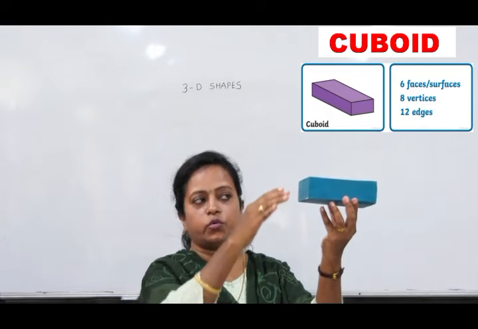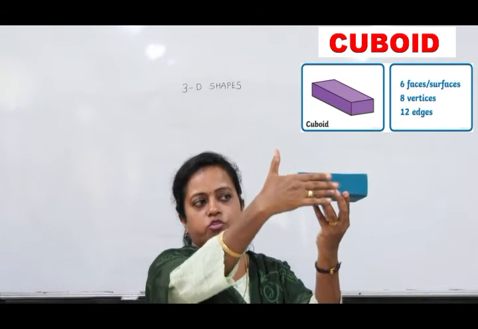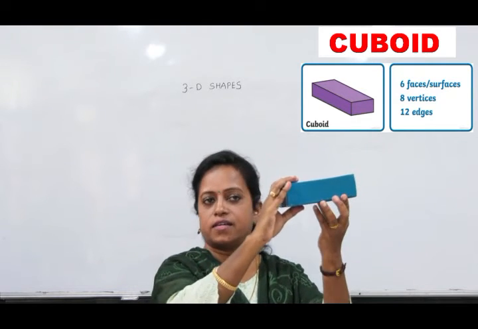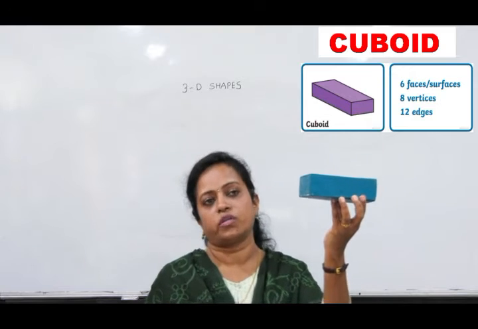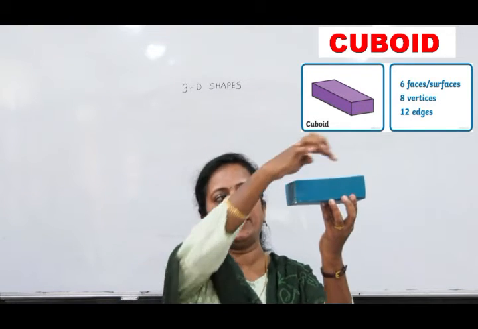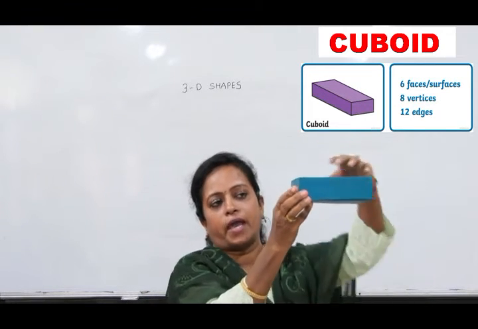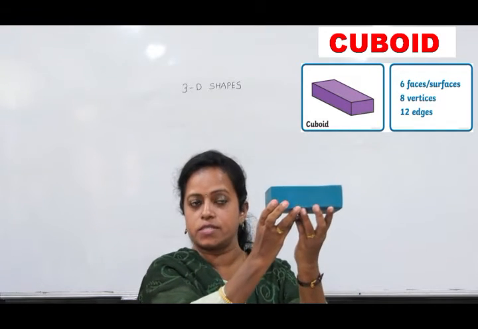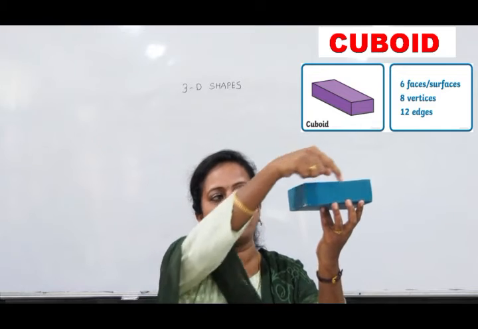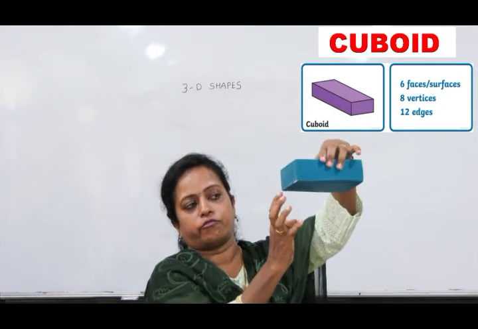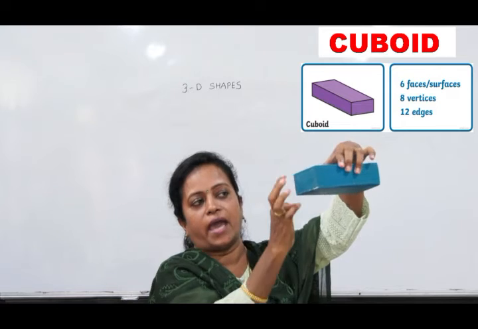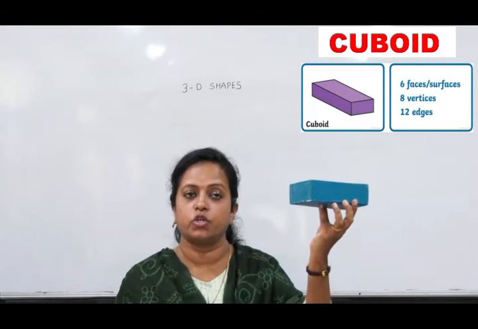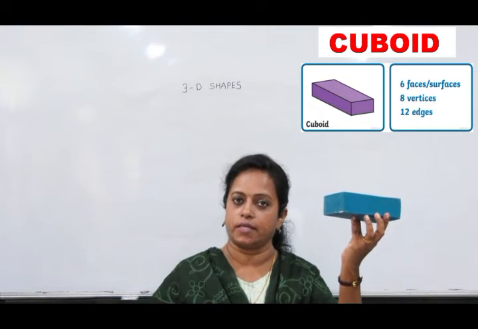In a cuboid, you will find that there are 1, 2, 3, 4, 5 and 6 faces. What about the vertices? There are 8 vertices, 4 at the top and 4 below. And for the number of edges, you will find there are 4 edges at the top and 4 edges below and 4 edges at the side. So how many edges in a cuboid? There are 12 edges in a cuboid.